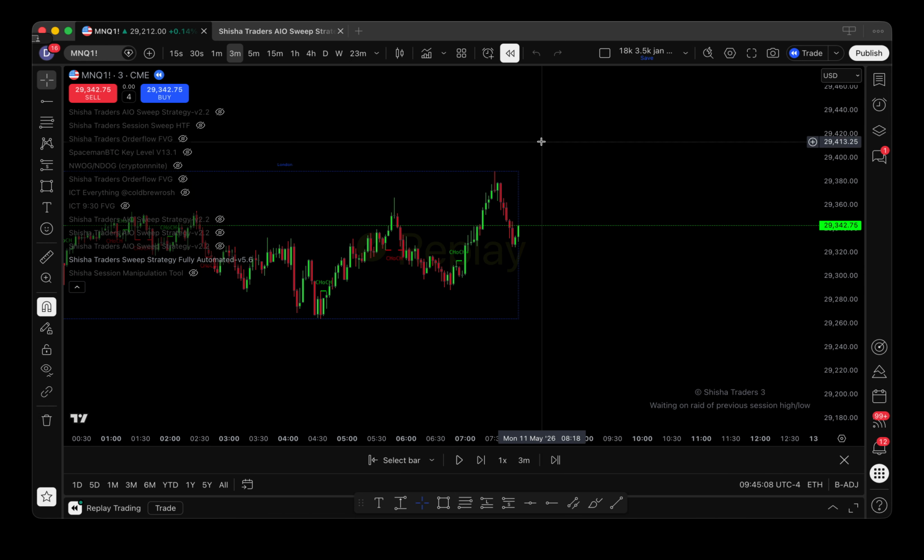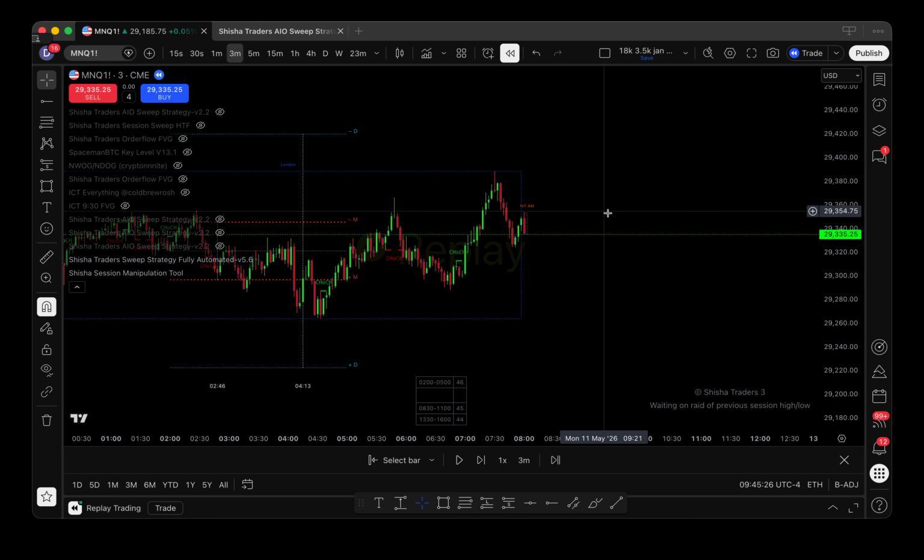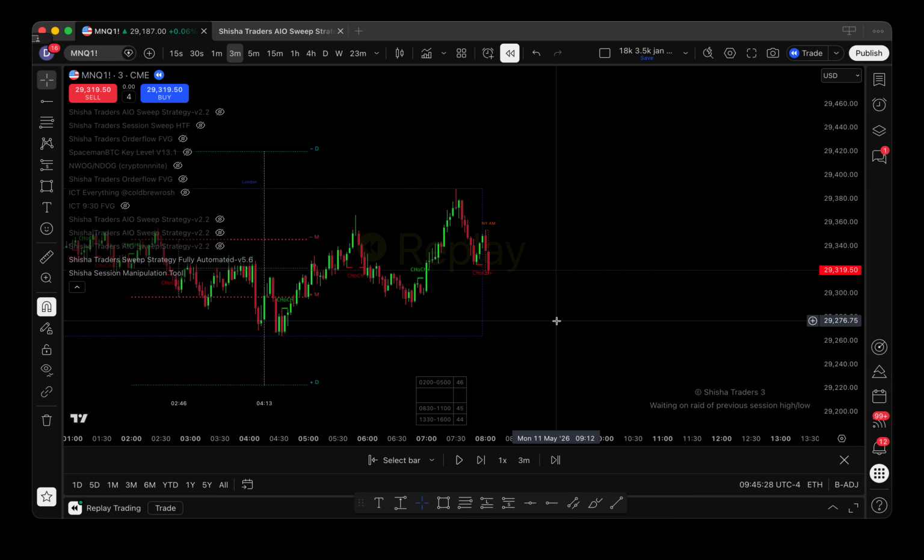You guys can see here, London session. We turn this on. Next candle opens, it will open the New York AM. I think maybe one more. There we go. New York AM just opened. Once this candle closes, it's gonna plot these out for us.